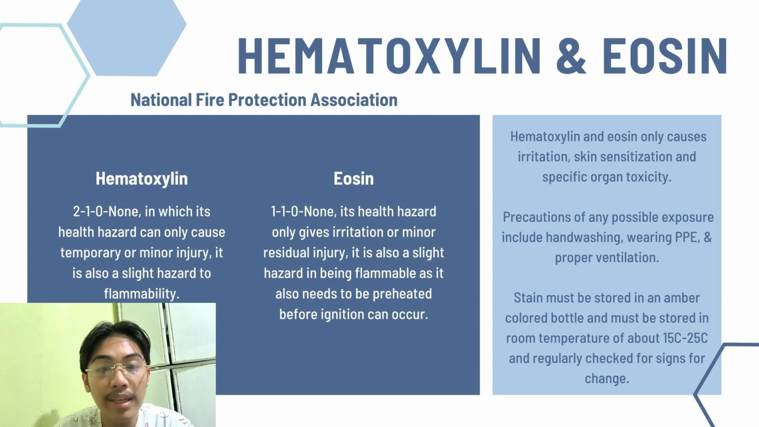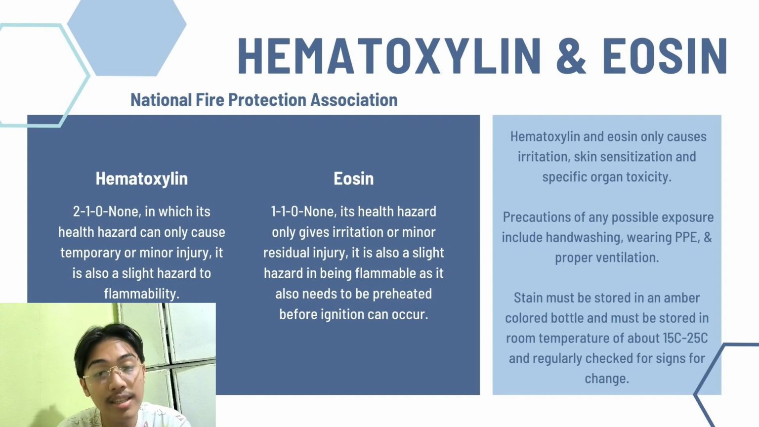While the NFPA rating for eosin is as follows: 1, 1, 0, none. Its health hazard only gives irritation or minor residual injury. It is also a slight hazard in being flammable, as it also needs to be preheated before ignition can occur. And it is also stable under normal conditions as well as fire exposure.